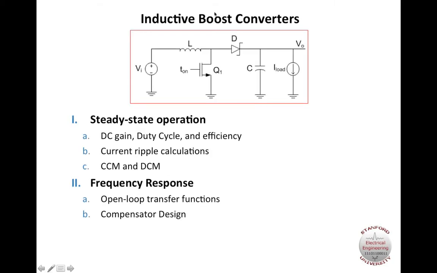Today I'm gonna talk about inductive boost converter. We'll continue the same example from the previous session. First we'll start with steady state operation, and specifically we'll calculate DC gain, duty cycle, and efficiency of the converter. Then we'll calculate current ripple for the inductor to find the boundary between continuous conduction mode and discontinuous conduction mode. Then in the second part of this session, we will analyze the frequency response of the boost converter.